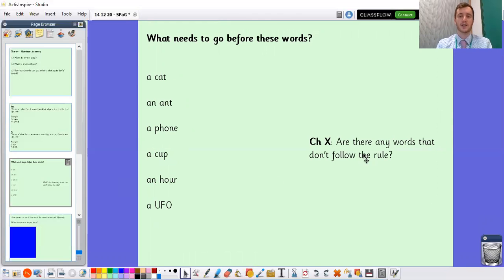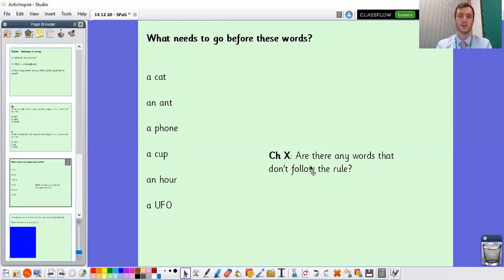If you had a go at Challenge X, are there any words that don't follow the rule? Please feel free to send that in to the usual email address.